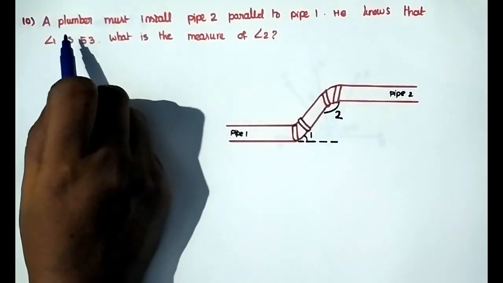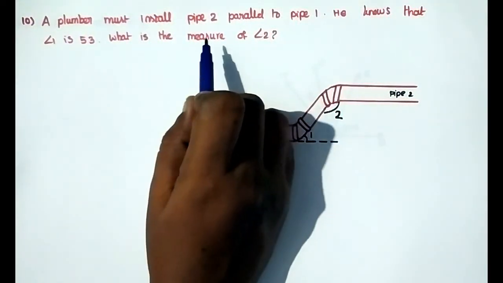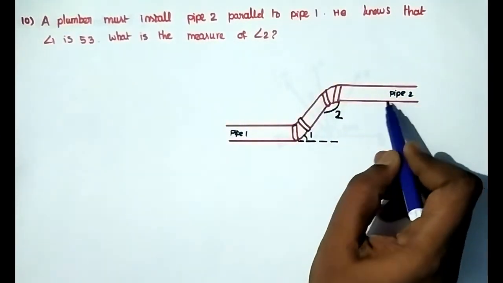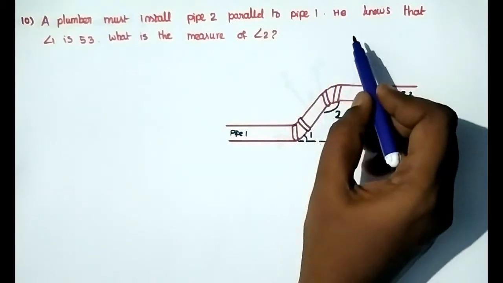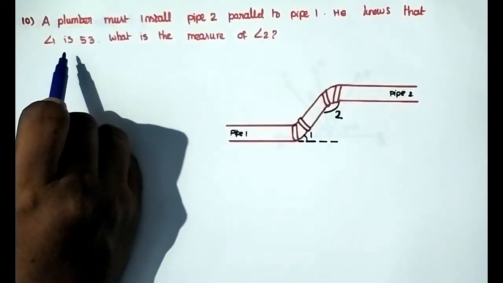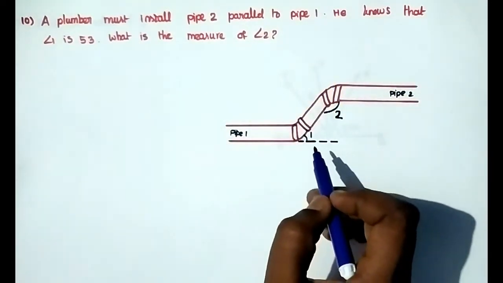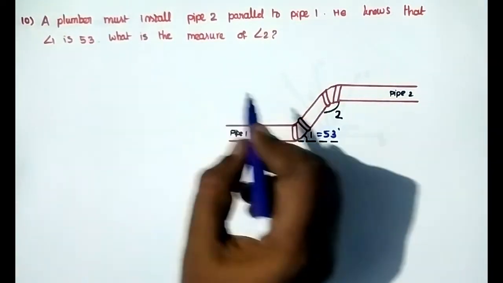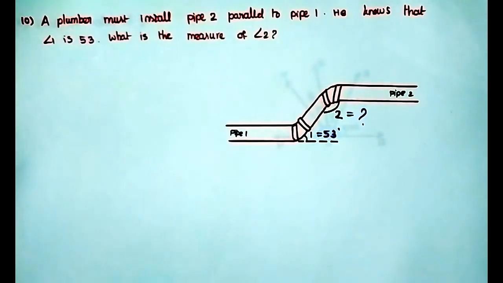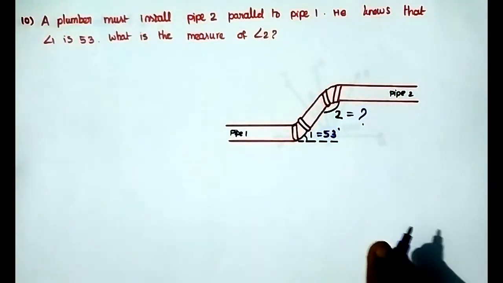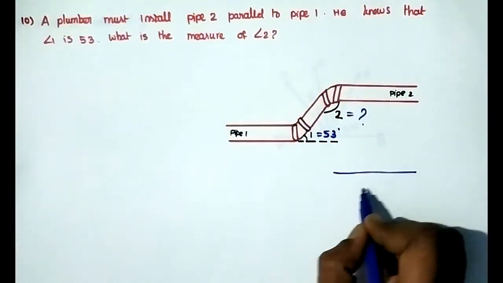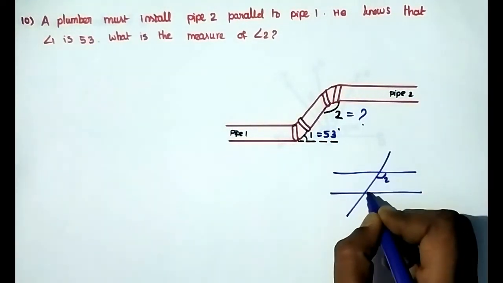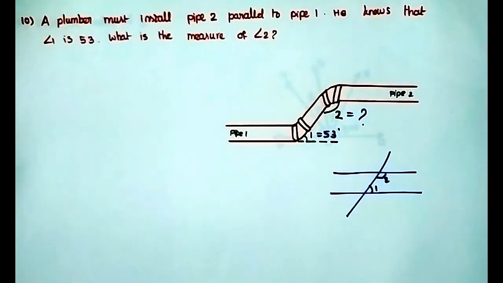Tenth sum. A plumber must install pipe 2 parallel to pipe 1. He knows that angle 1 is 53 degrees. What is the measure of angle 2? We want to find this. Listen, the diagram is like this. Here angle 2, here angle 1.